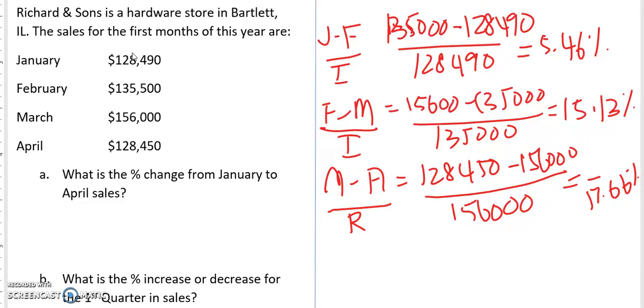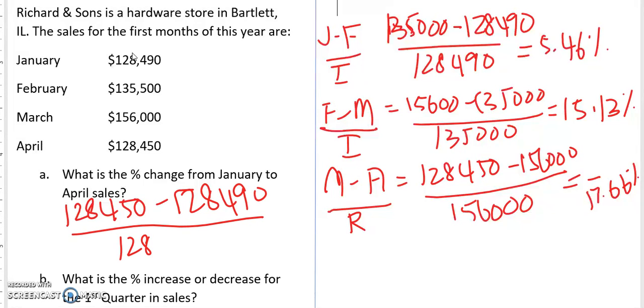Now, if I want to just compare January and April sales, what is the percent change from January to April? Then I can say April is 128,450 minus January, which is 128,490, divided by 128,490. Is this going to be an increase or decrease? You can see that they have actually decreased, so there will be a negative number, right? So that will be 0.03%.